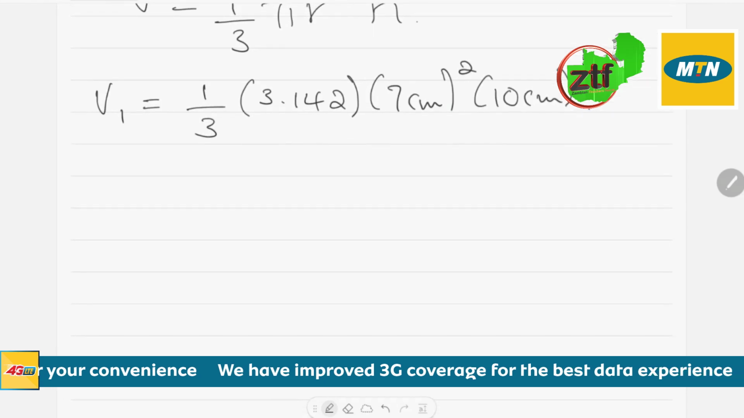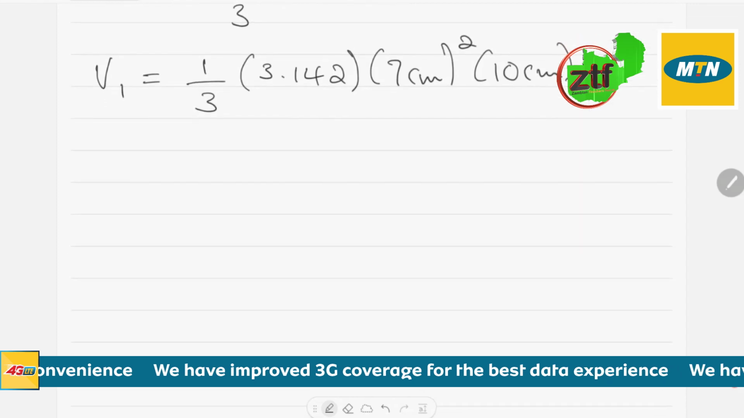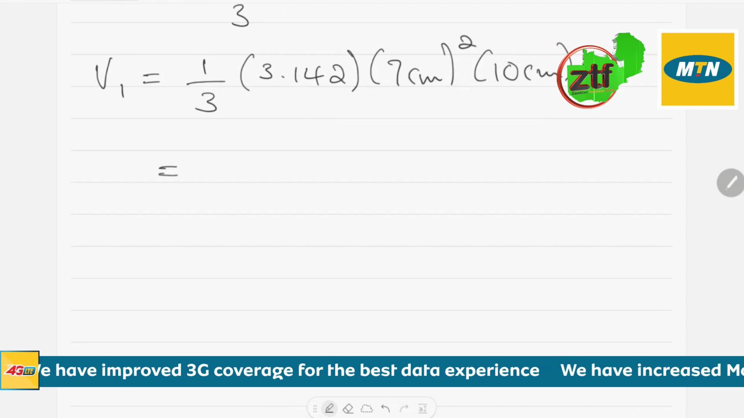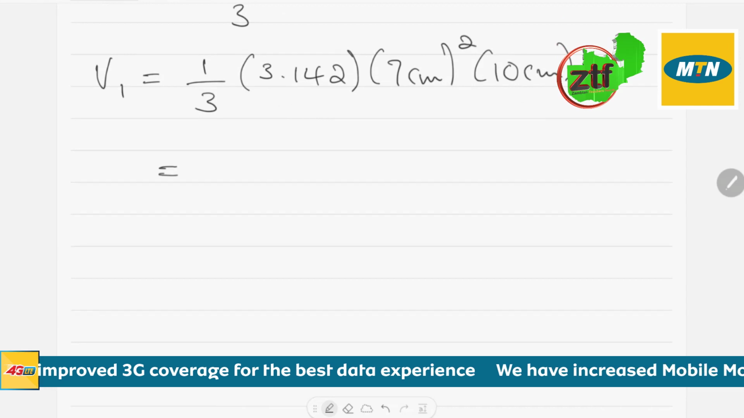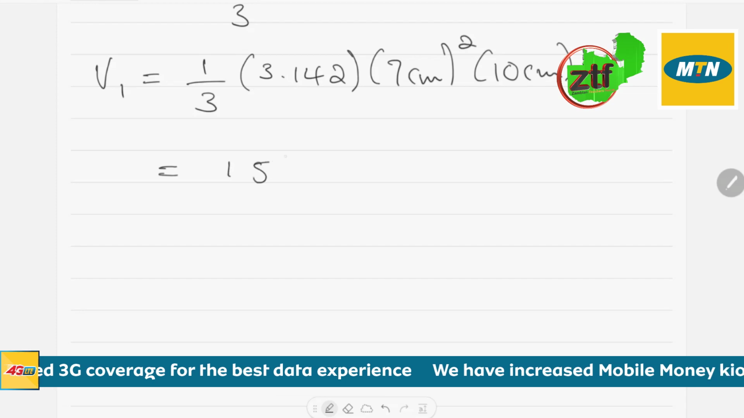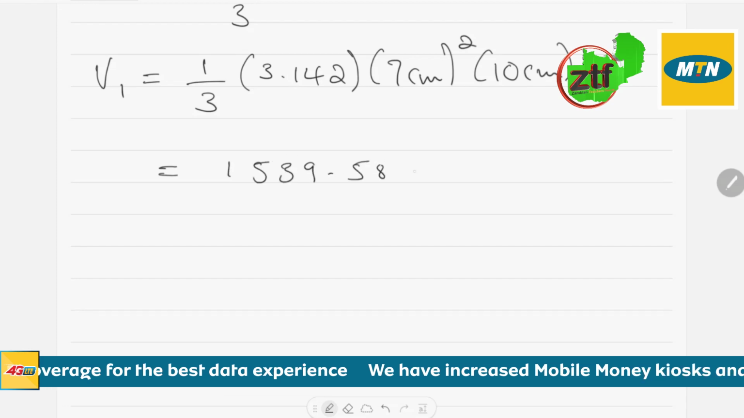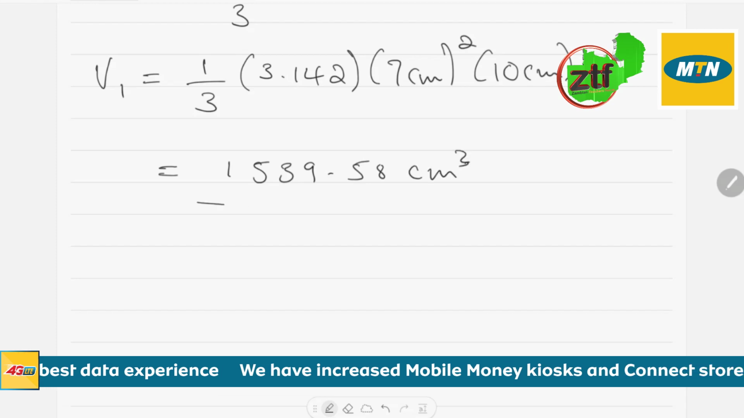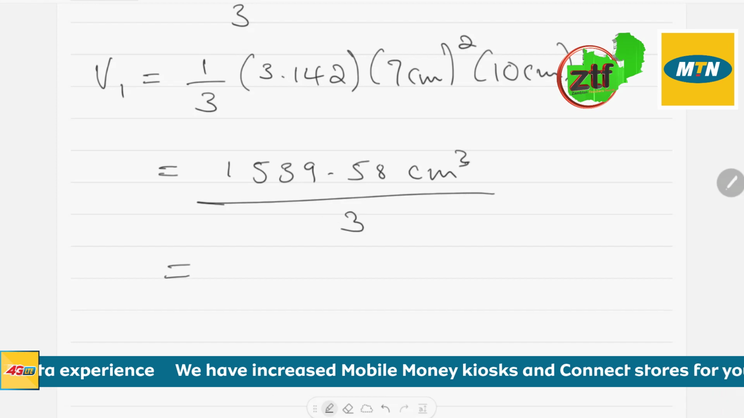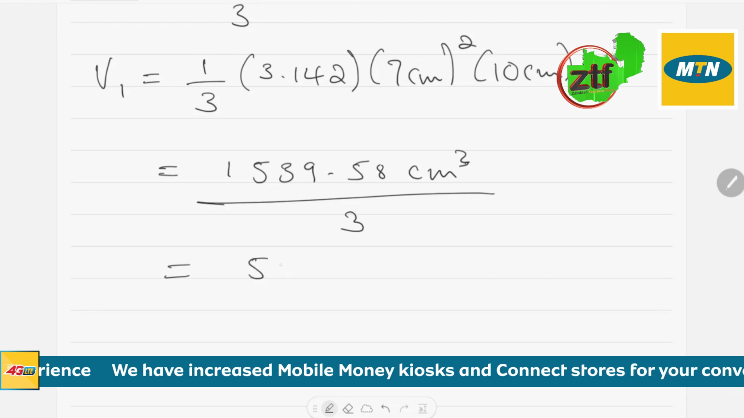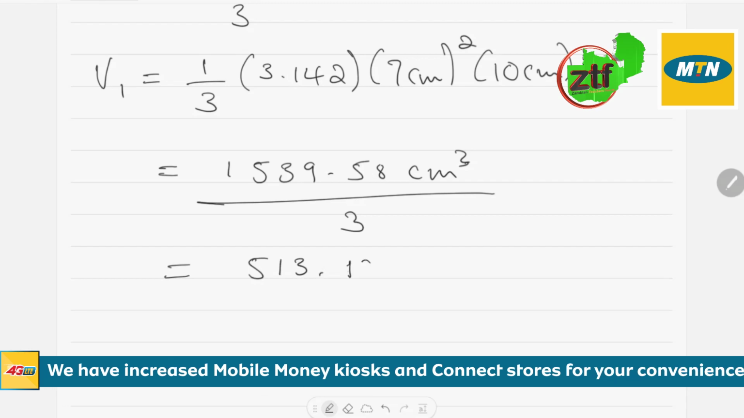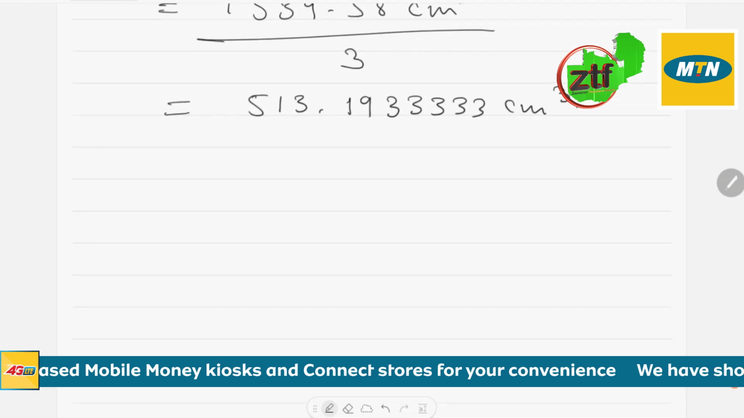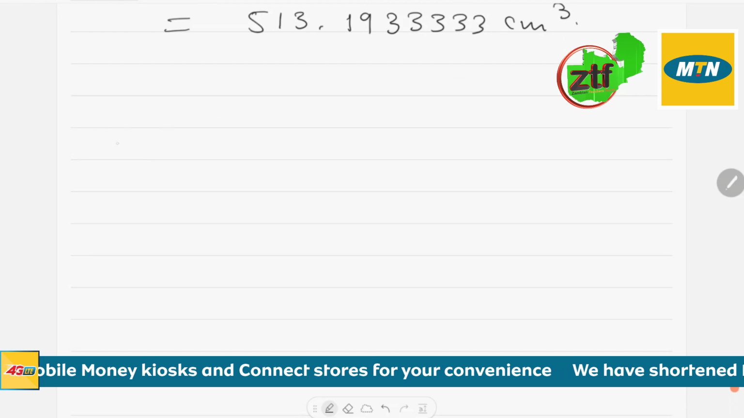So when you simplify this, you multiply 7 squared, which is 49, by 3.142 by 10, you get 1539.58 cubic centimeters over 3, and you get your answer 513.19333 cubic centimeters.